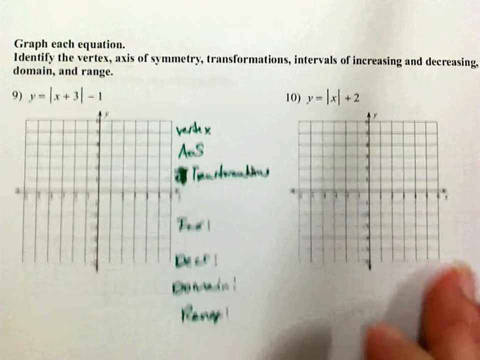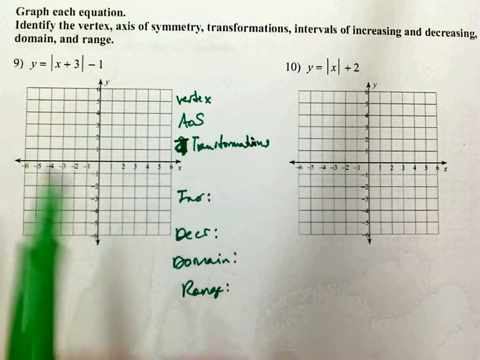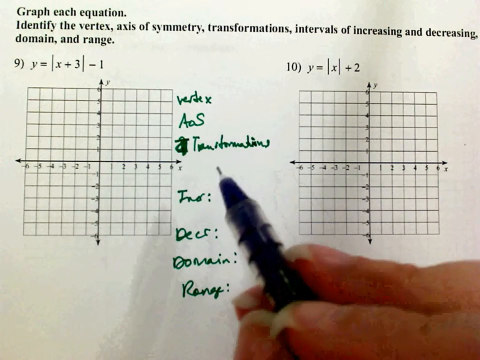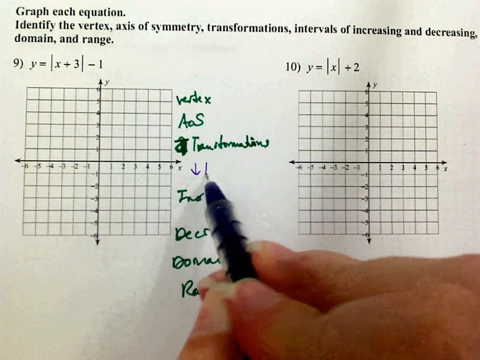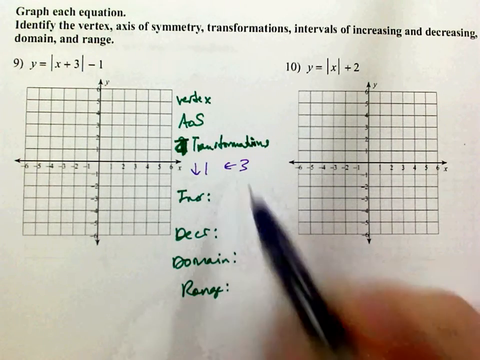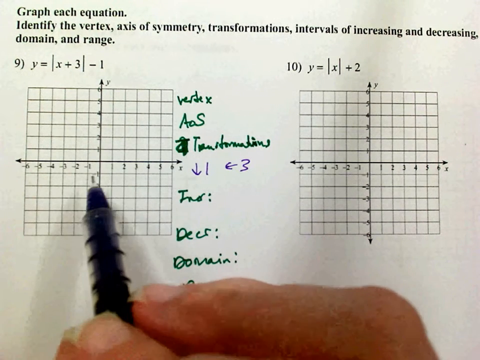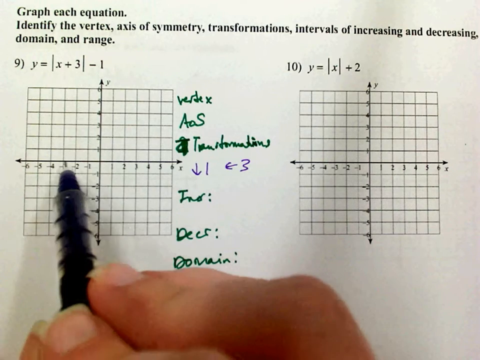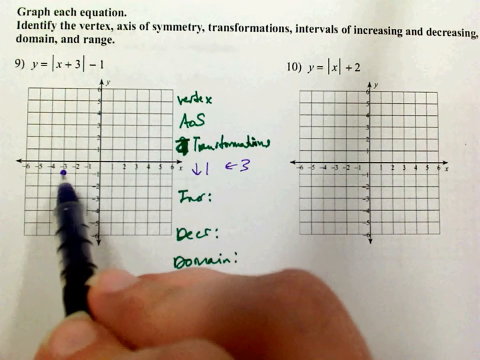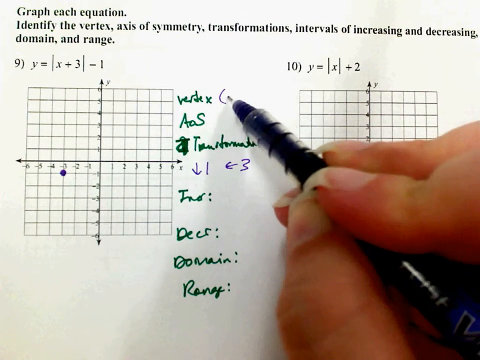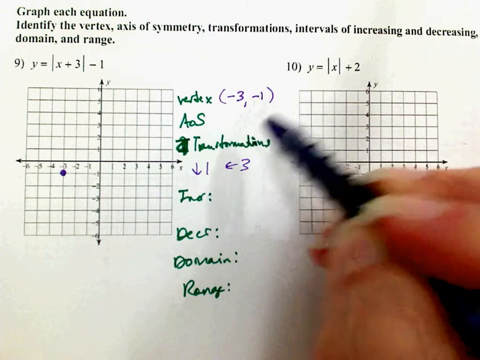Okay, so can you go ahead and tell me the transformations? Okay, down 1. Do we all know what this graph is going to look like? Okay, so it's just left 3 and down 1, and that is my vertex. So I'm going to go ahead and write the point. Okay, so what's my axis of symmetry?